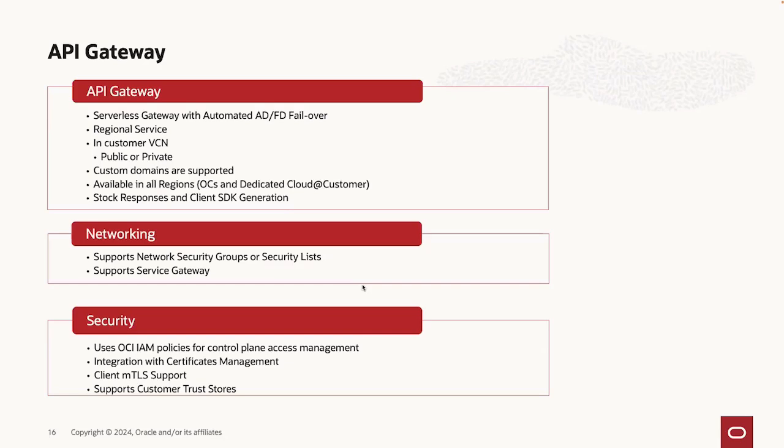It does support mutual TLS. So if you have a requirement to support client certificate validation as well for your API gateway instances, the service supports that. You can build custom trust stores as well for your backend API endpoints.